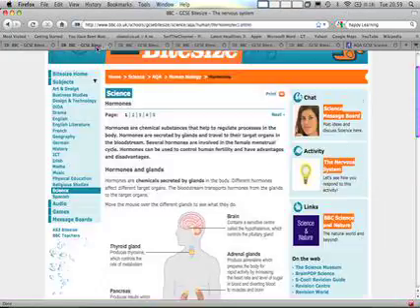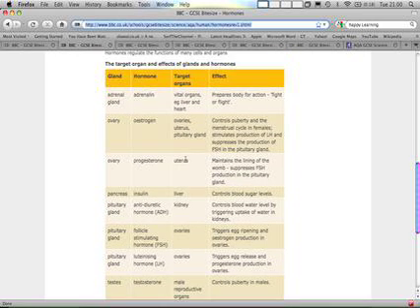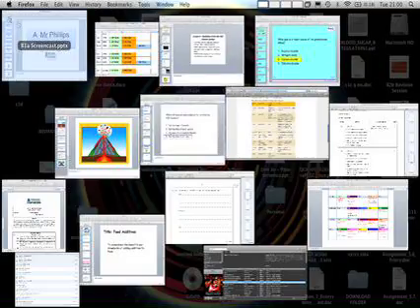If we go back to our good old friend BBC Bitesize, we can see that there are a number of hormones and glands in the body. There's a table here showing target organs and the effect of glands and hormones. For example, the pancreas is a gland which releases the hormone insulin. The target organ is the liver, and this controls blood sugar levels. Now, the more switched on of you will have thought back that blood sugar levels is one of the things that we need to control via homeostasis.